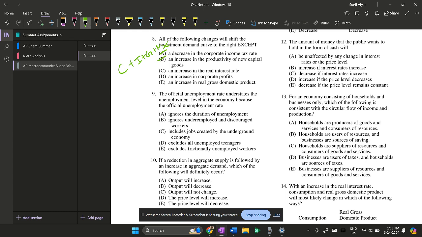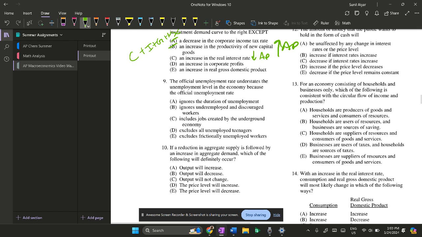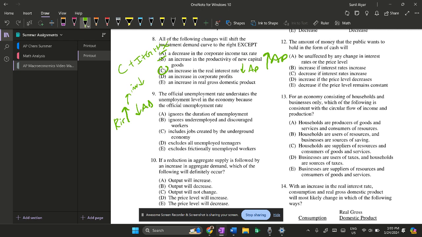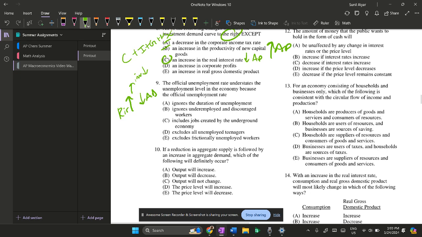Real interest rate would decrease AD, right? These would all increase AD. The key thing to memorize here is that when the real interest rate, or interest rate in general, goes up, then aggregate demand goes down. Okay, and this is because investment goes down. So this shifts it to the left, and it's asking to the right. So 8 is going to be C.